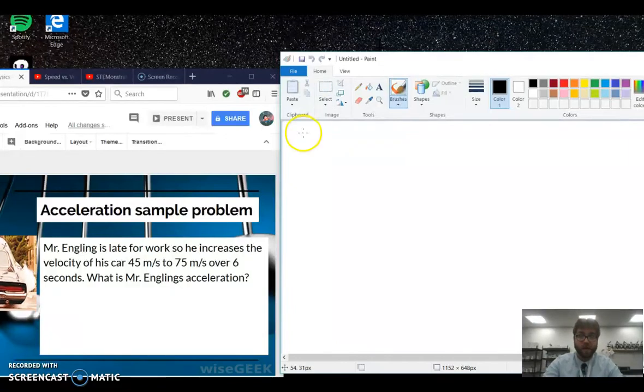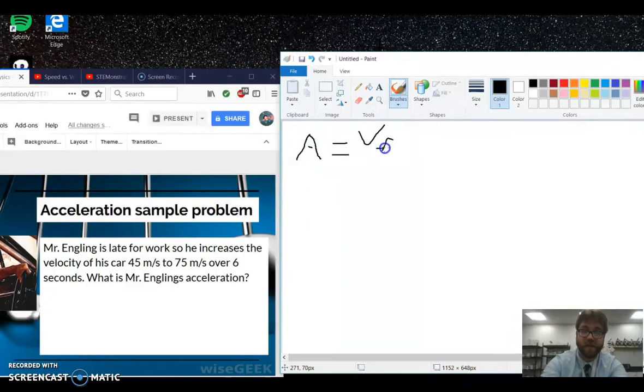So, remember our formula for acceleration. Acceleration, A, is equal to VF, which is our final velocity, minus our initial velocity, divided by time.